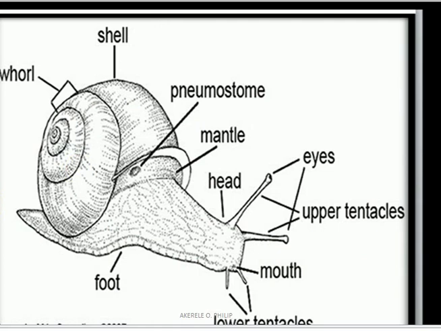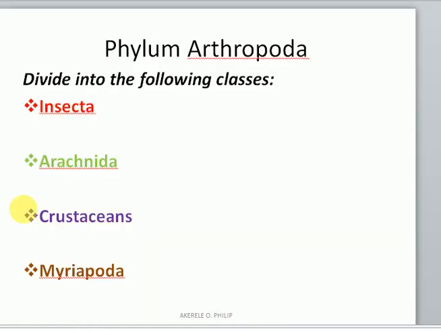Then next to that is your Echinodermata, which is a starfish. Questions are highly asked on that. So I move on to Arthropoda. Arthropoda have the following classes: class Insecta, Arachnida, Crustacea, Myriapoda.